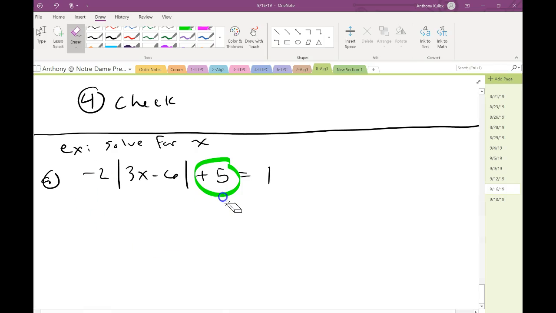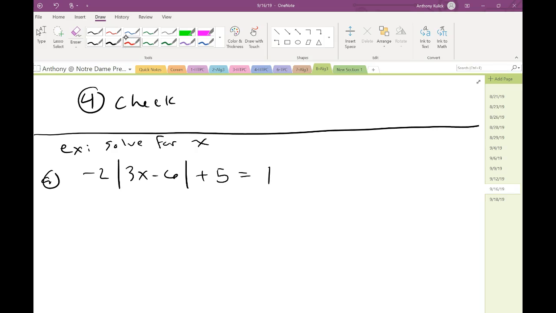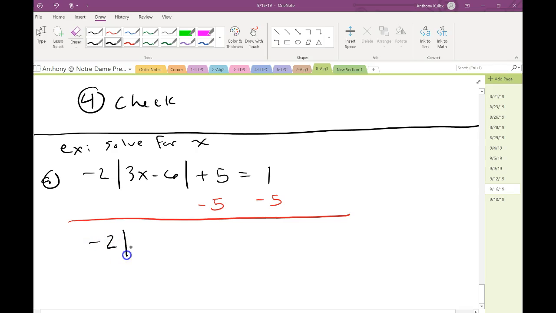In order to move that 5 to the other side of the equation, what do I need to do? Subtract 5 from both sides. Yeah. So typically we want to undo the addition and subtraction before we deal with the multiplication and division. Everybody okay there?